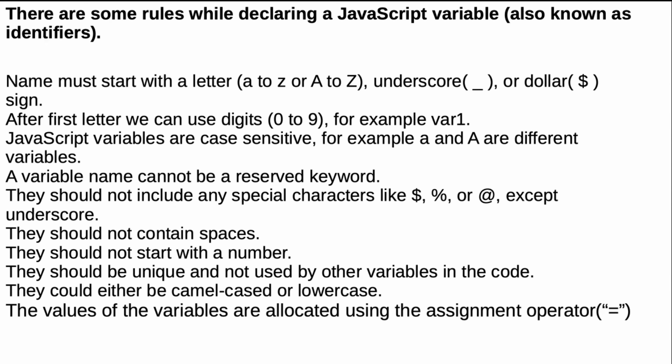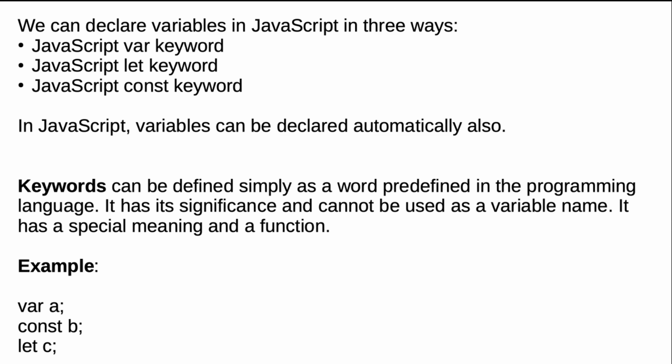The value of a variable is assigned using the assignment operator, the equal symbol. We can declare variables in JavaScript in three ways: the JavaScript var keyword, the JavaScript let keyword, and the JavaScript const keyword. In JavaScript, variables can also be declared automatically.